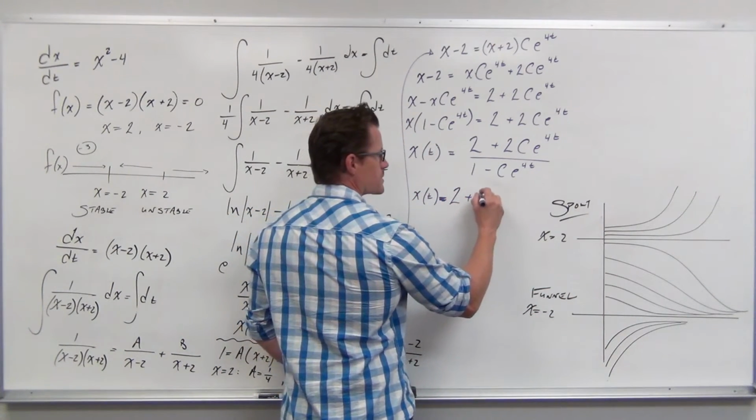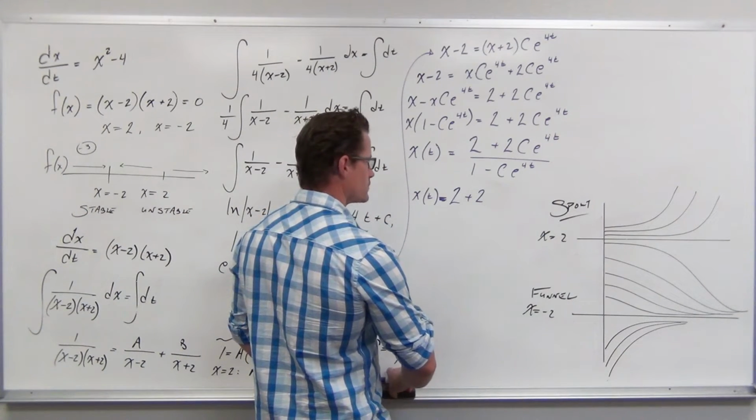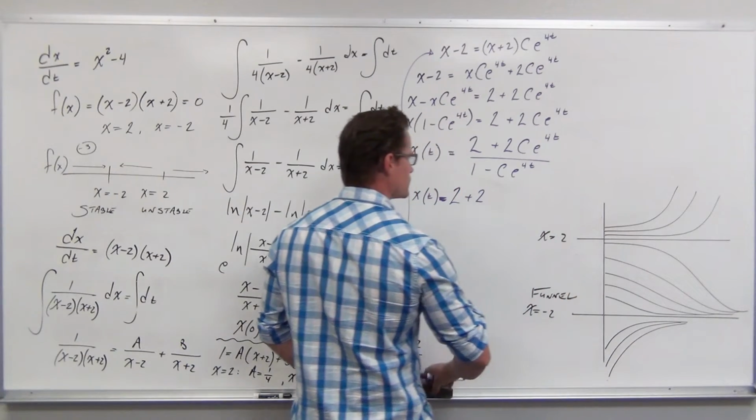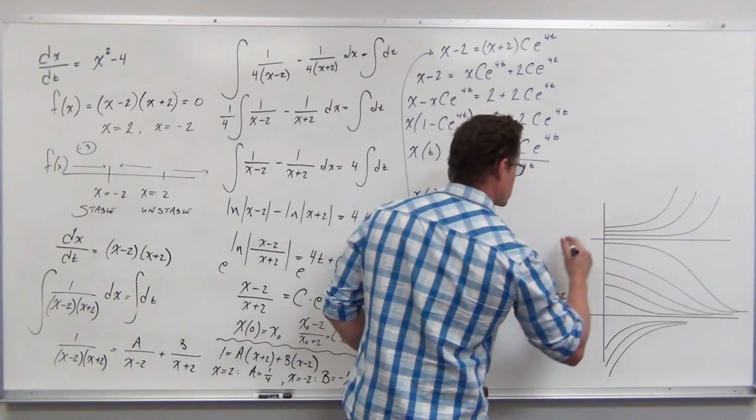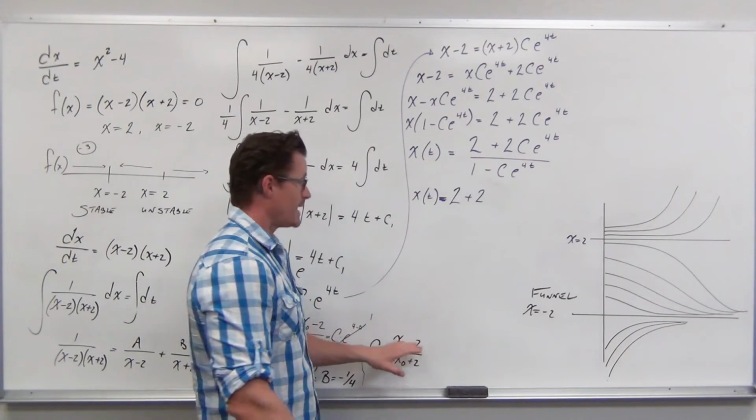So 2 plus, let's see, 2. Going to be more room. So that's C, that is this thing.